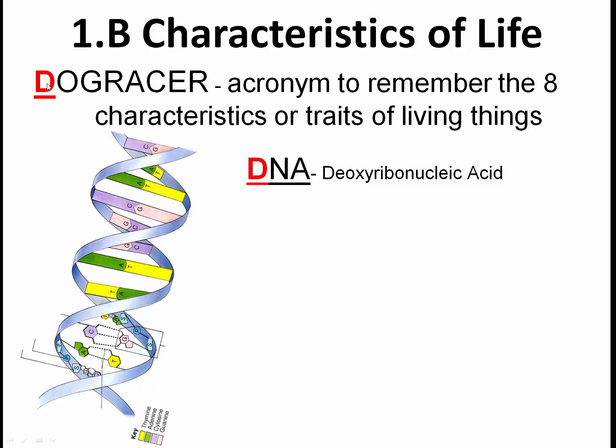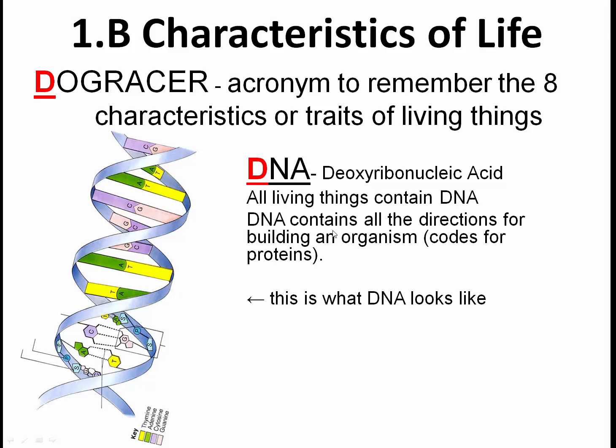First thing in DOGRACER is the D. The D stands for DNA, deoxyribonucleic acid. This is a material that all living things contain. It's where we get our C's and G's and our A's and T's to come up with a language that actually codes for RNA, which is going to code for protein. So it's a very important thing. It's a double helix, and we'll talk much more about DNA synthesis and protein synthesis later on.